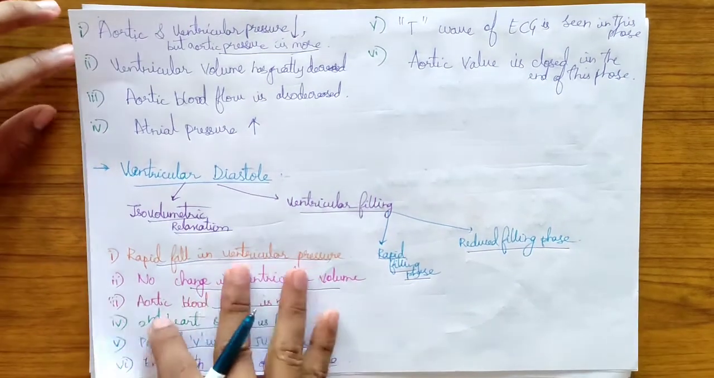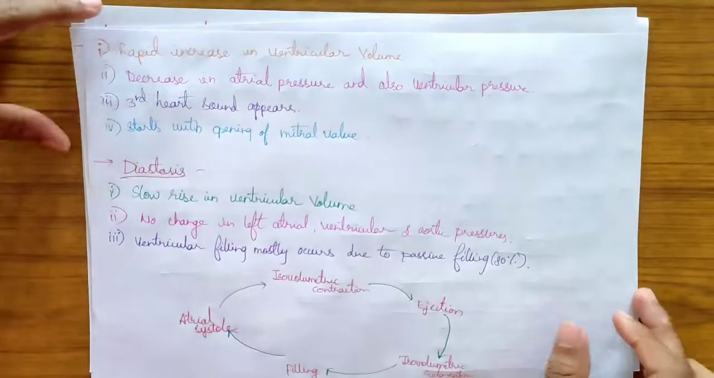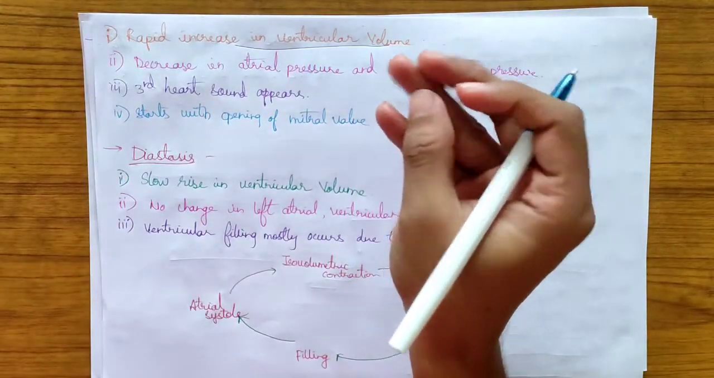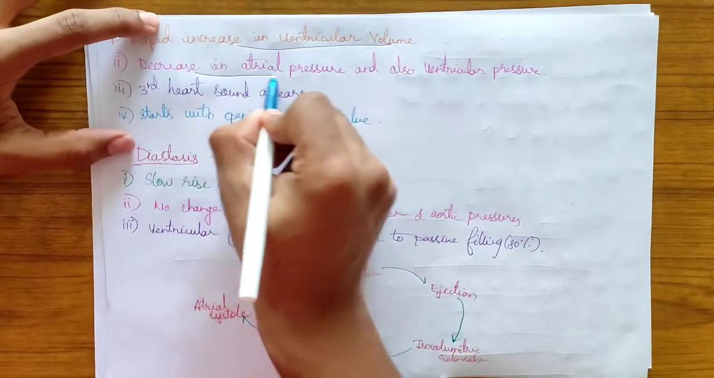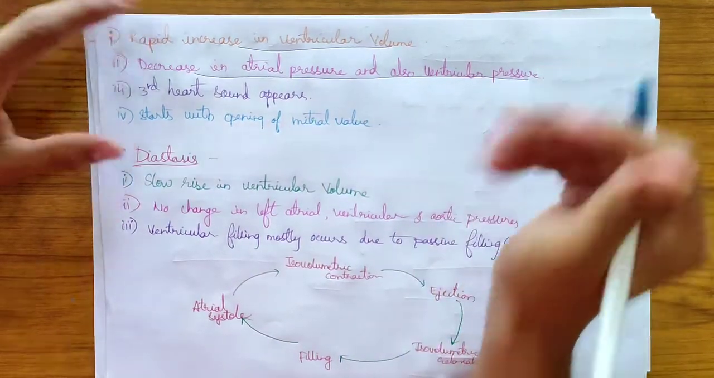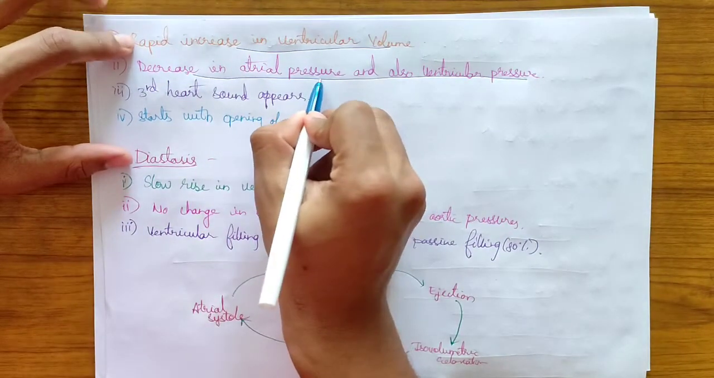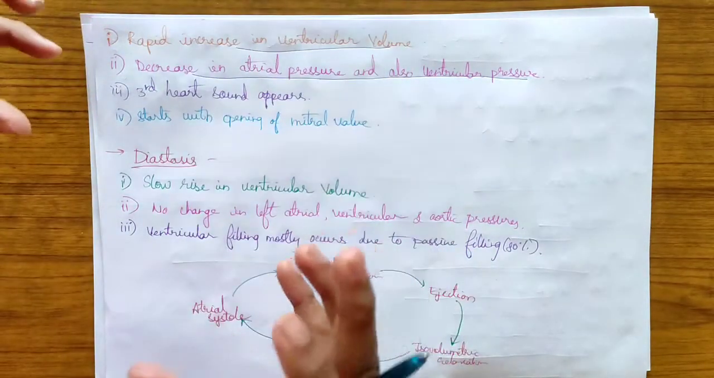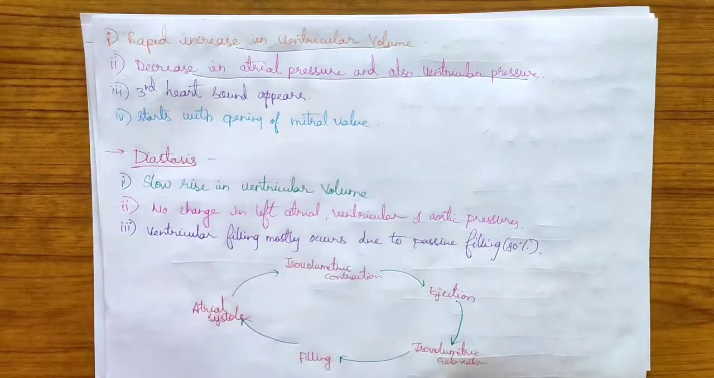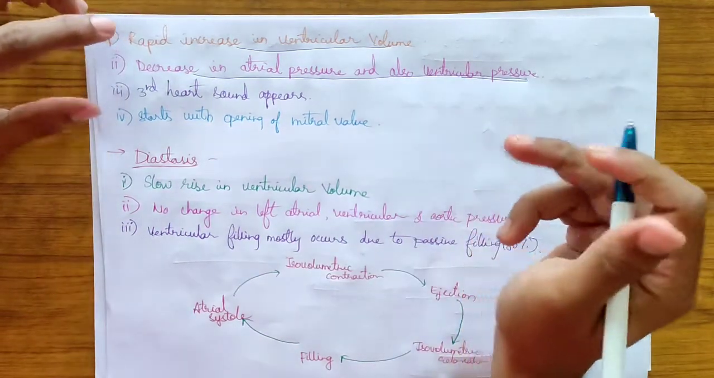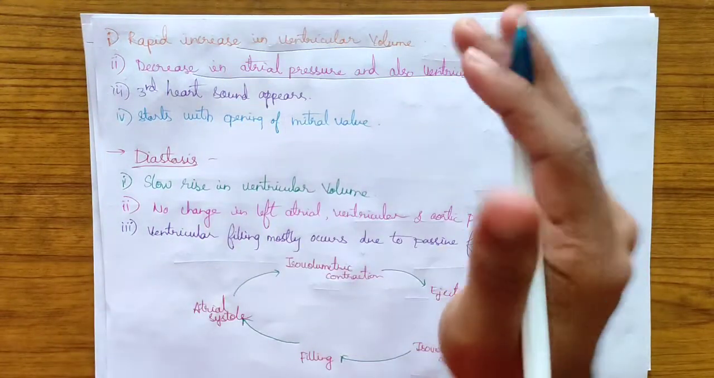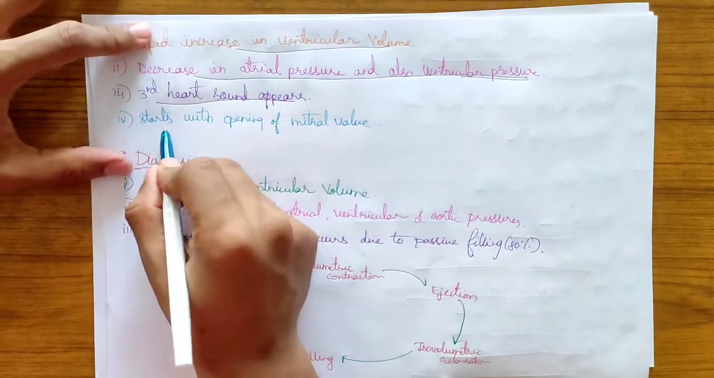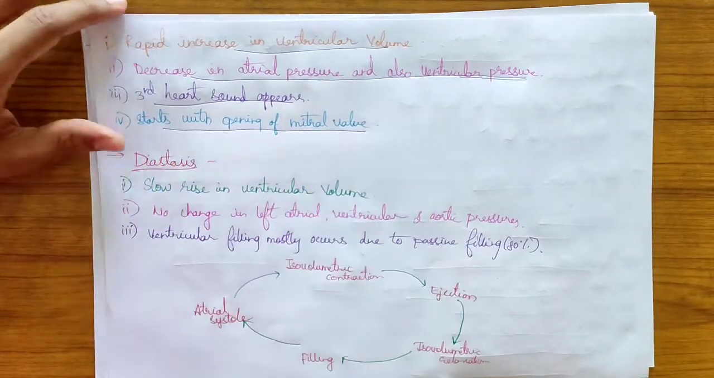So now let's talk about the rapid filling phase. There is a rapid increase in the ventricular volume because of the filling of the ventricle. So there is decrease in the atrial pressure and also the ventricular pressure. Decrease in atrial pressure is due to the atrial blood coming to the ventricle, so that the atrial volume will decrease, and therefore the pressure will also decrease. The ventricular pressure will decrease because of the relaxation of the ventricular muscle. The third heart sound appears. It also starts with the opening of the mitral valve.